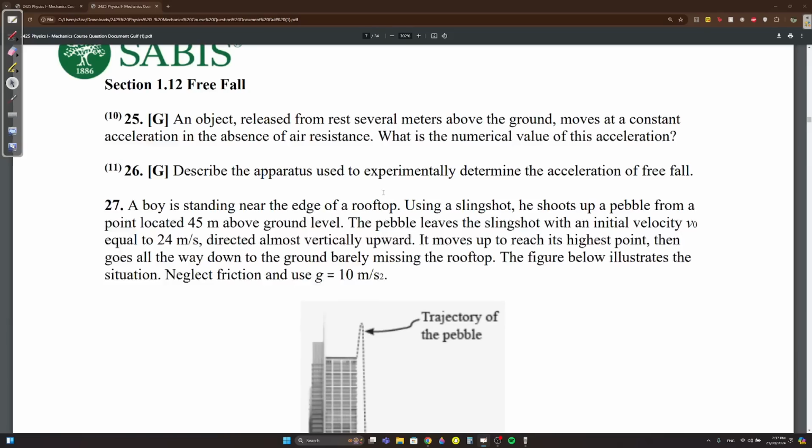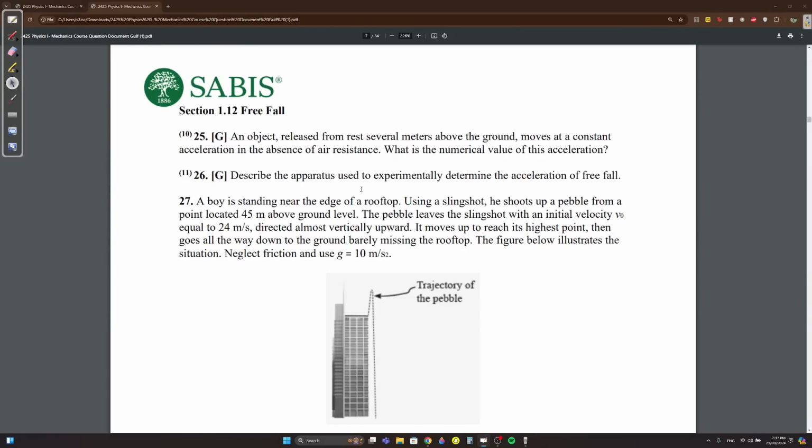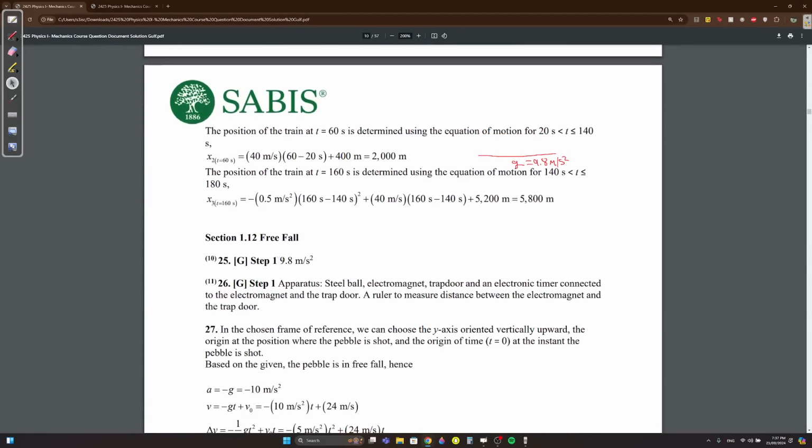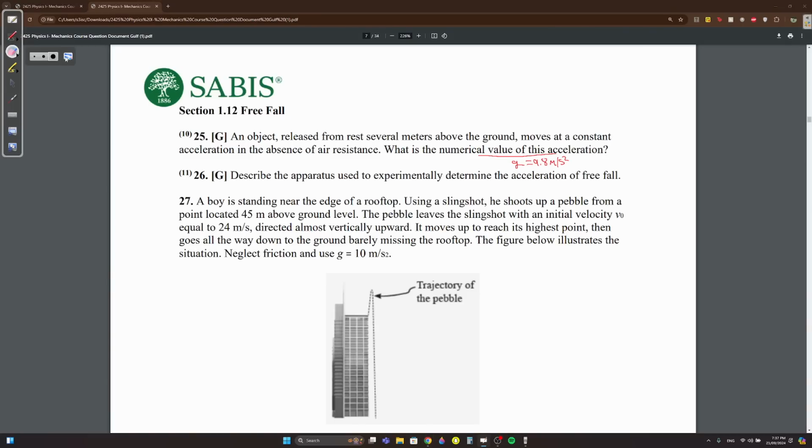Okay, free fall. An object released from rest several meters above the ground moves at a constant acceleration in the absence of air resistance. What is the numerical value of the acceleration? Actually, this acceleration is known as g, and we know it equals 9.8 meters per second squared, if I'm not wrong. Yeah, 9.8 meters per second squared.